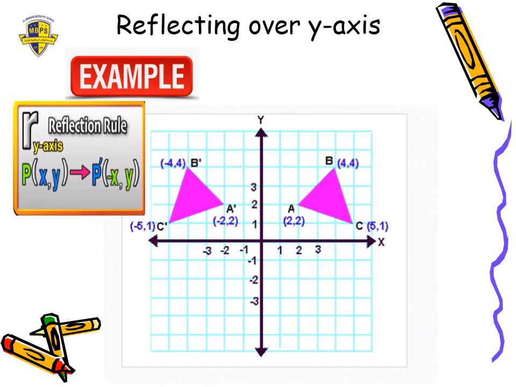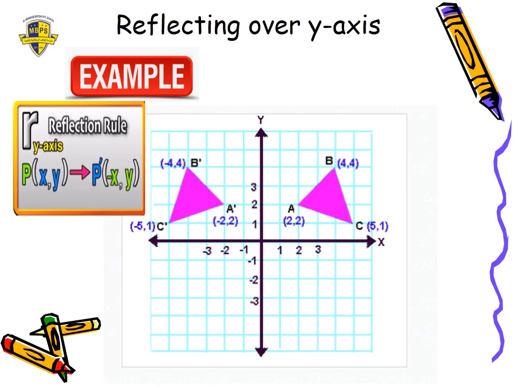So for point A, we have (2, 2). First, for x, this will be -2, and y we will not change it, so it will be (-2, 2). So we reflect the first corner. Now the second one, B, it's (4, 4). Y is 4, we will not change it. X is 4, we have to write the opposite number, so it will be -4. So the second corner is (-4, 4).